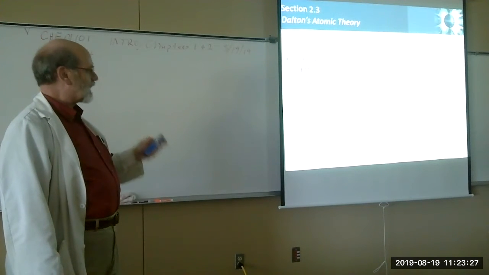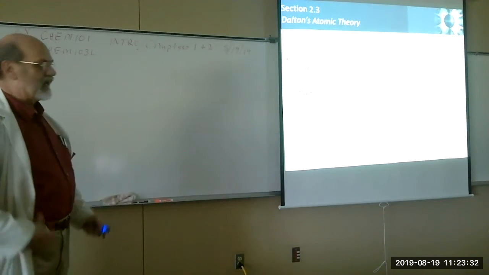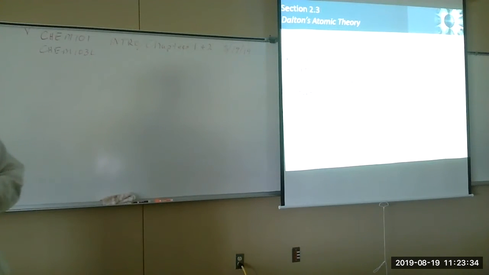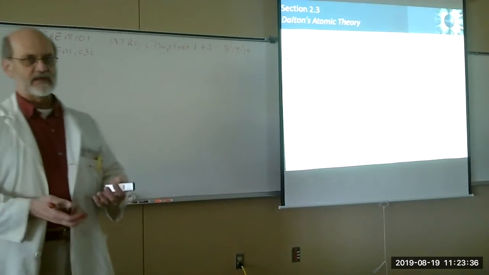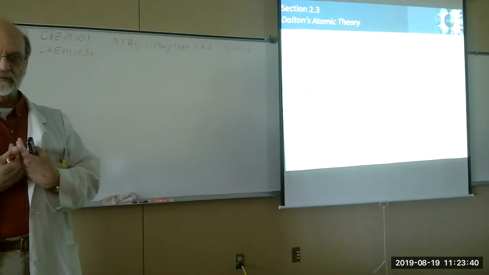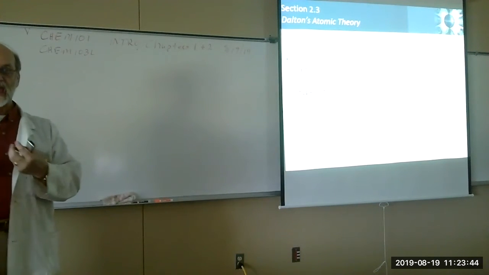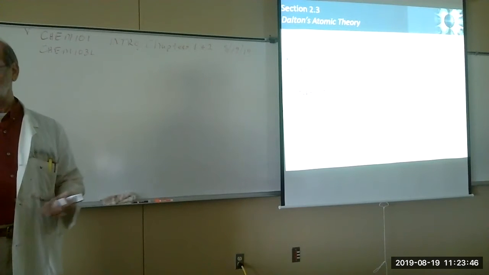So each of the atoms of the element are identical, and chemical compounds are formed simply by combinations of these atoms. They bond together, they form compounds, and that's how you get different substances. Atoms recombine in different ways.